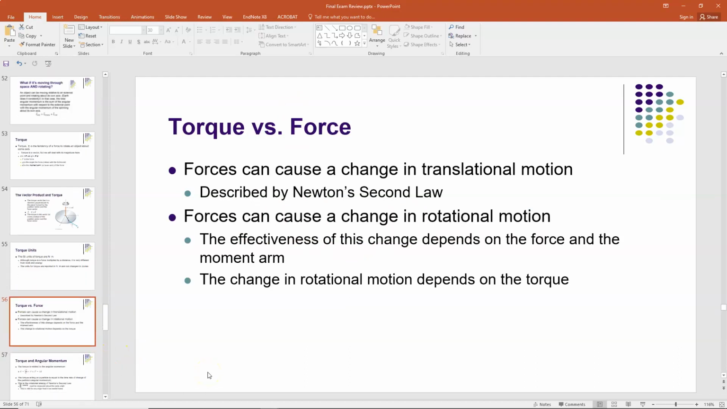Now, force can cause a change in translational motion, but they can also cause a change in rotational motion, and that depends on the force, its direction, and the moment arm, okay?